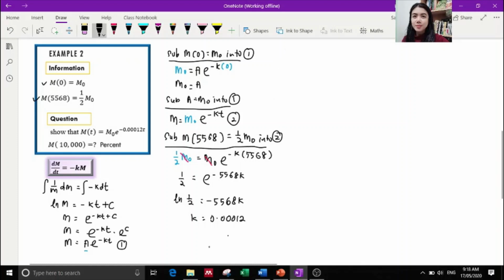Okay, now substitute this value into the equations. We're going to substitute your K equal to 0.00012 into your equation number 2. So then we have M equals to M naught e to the power of negative K. So your K here is 0.00012, together with the time here. The time here is T.